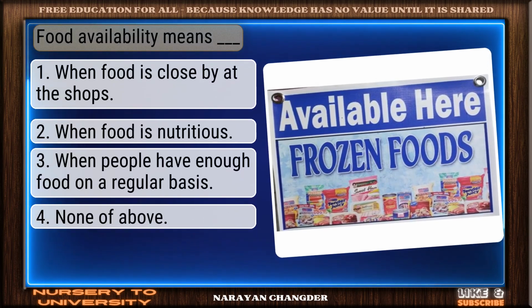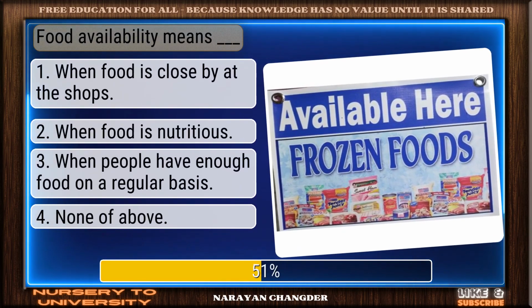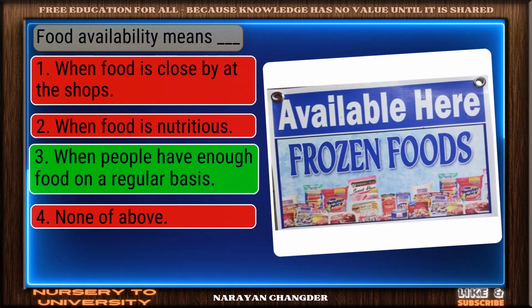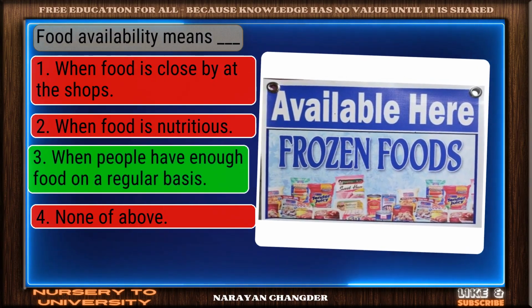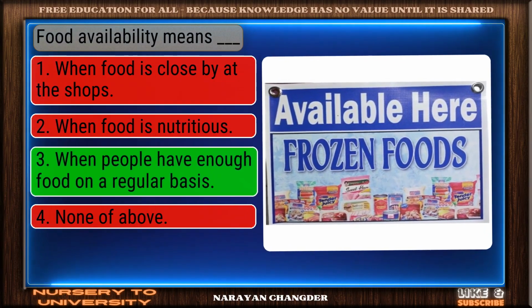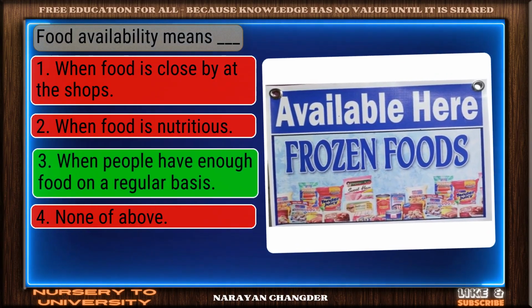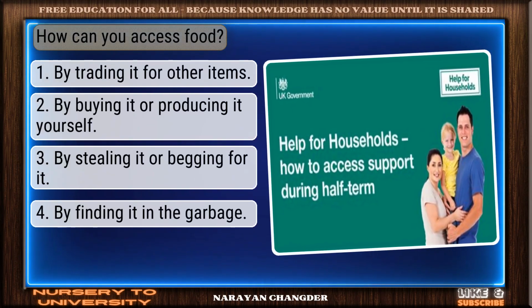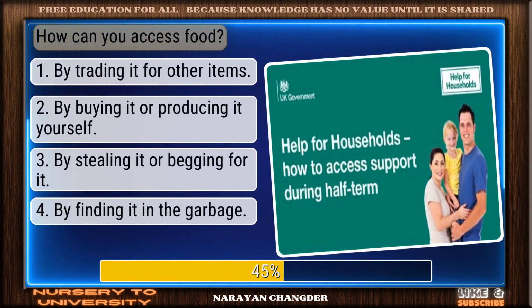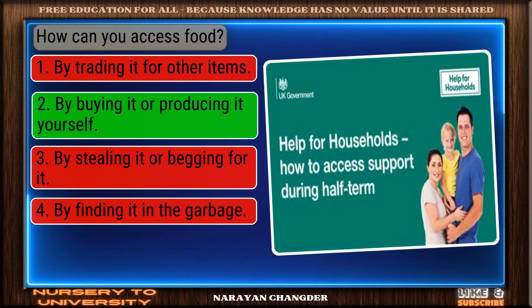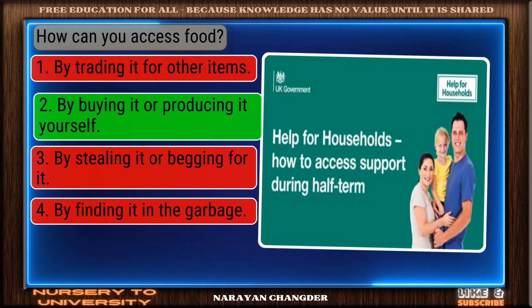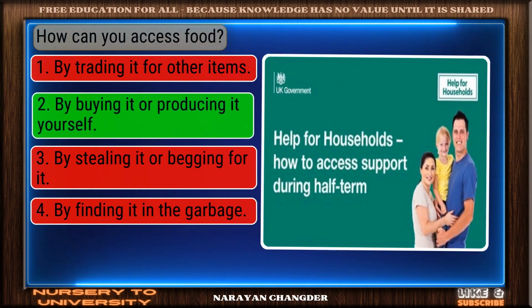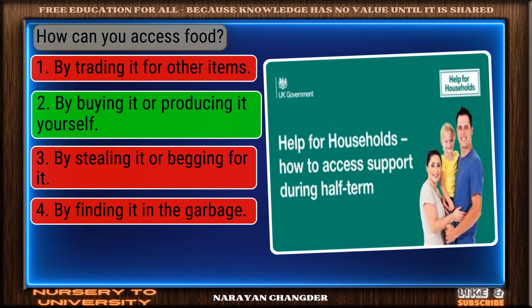Food availability means dash. Great thinking. When people have enough food on a regular basis is the right choice. How can you access food? Well picked. By buying it or producing it yourself is the correct answer.